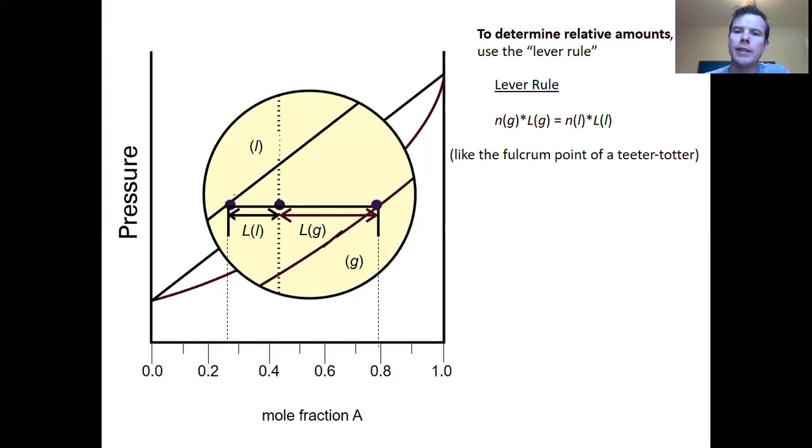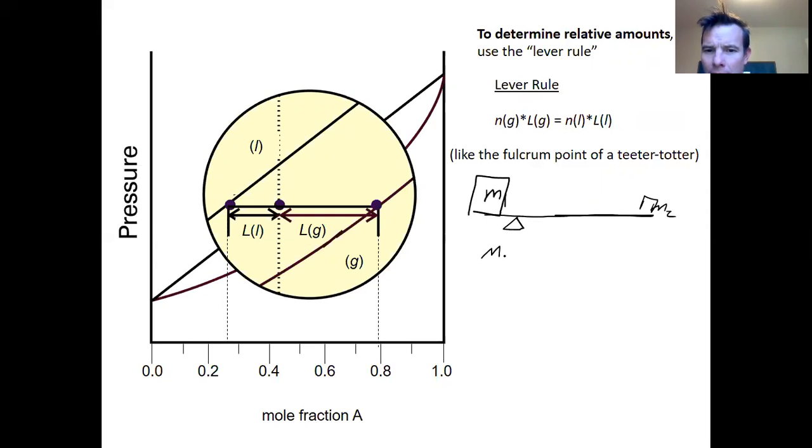And what I would tell you is that this is like the fulcrum point of a teeter-totter. Imagine here's a teeter-totter with the fulcrum right there. Where does the heavier mass have to sit? Well, if this is mass 2, the heavy thing has to sit up here. M1 L1 equals M2 L2. Heavy thing has to be here.